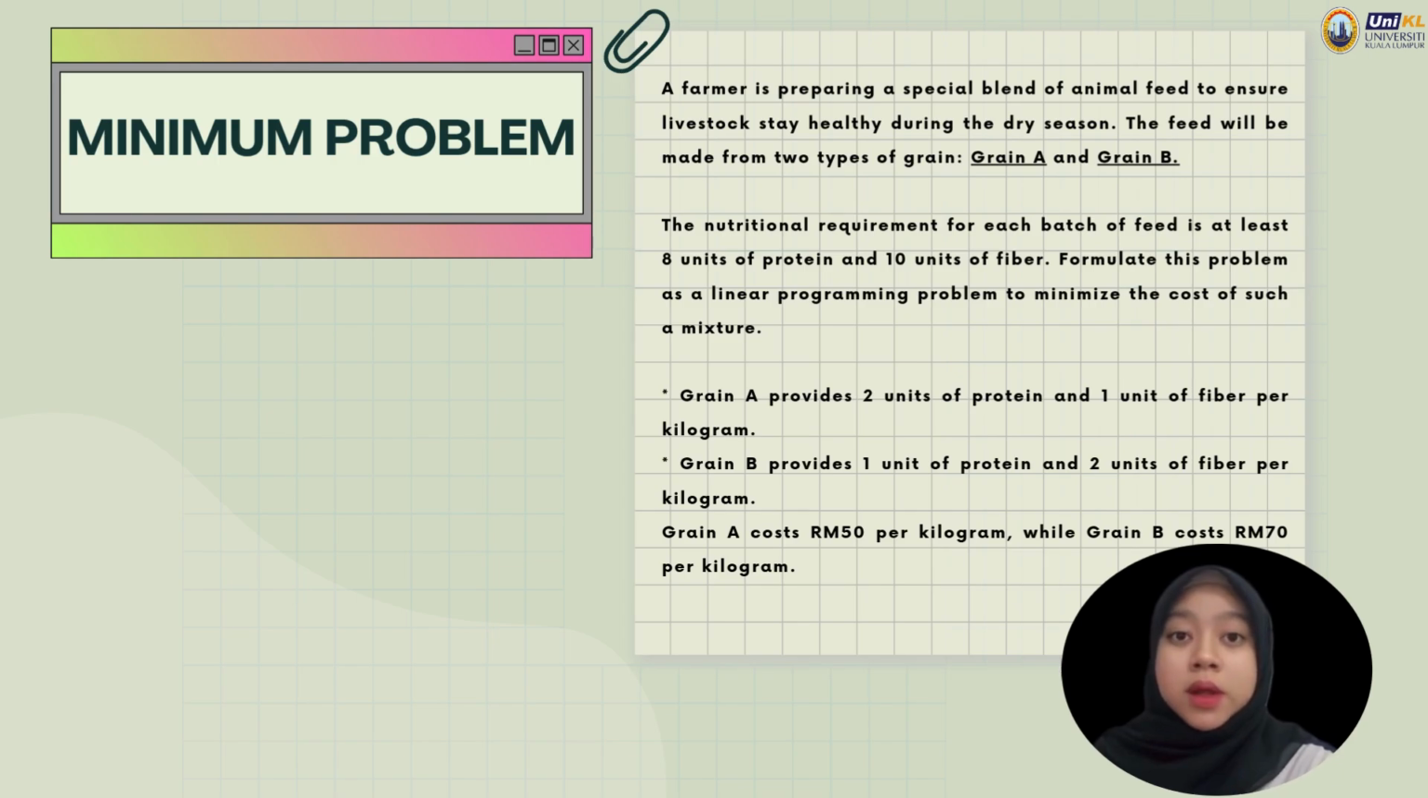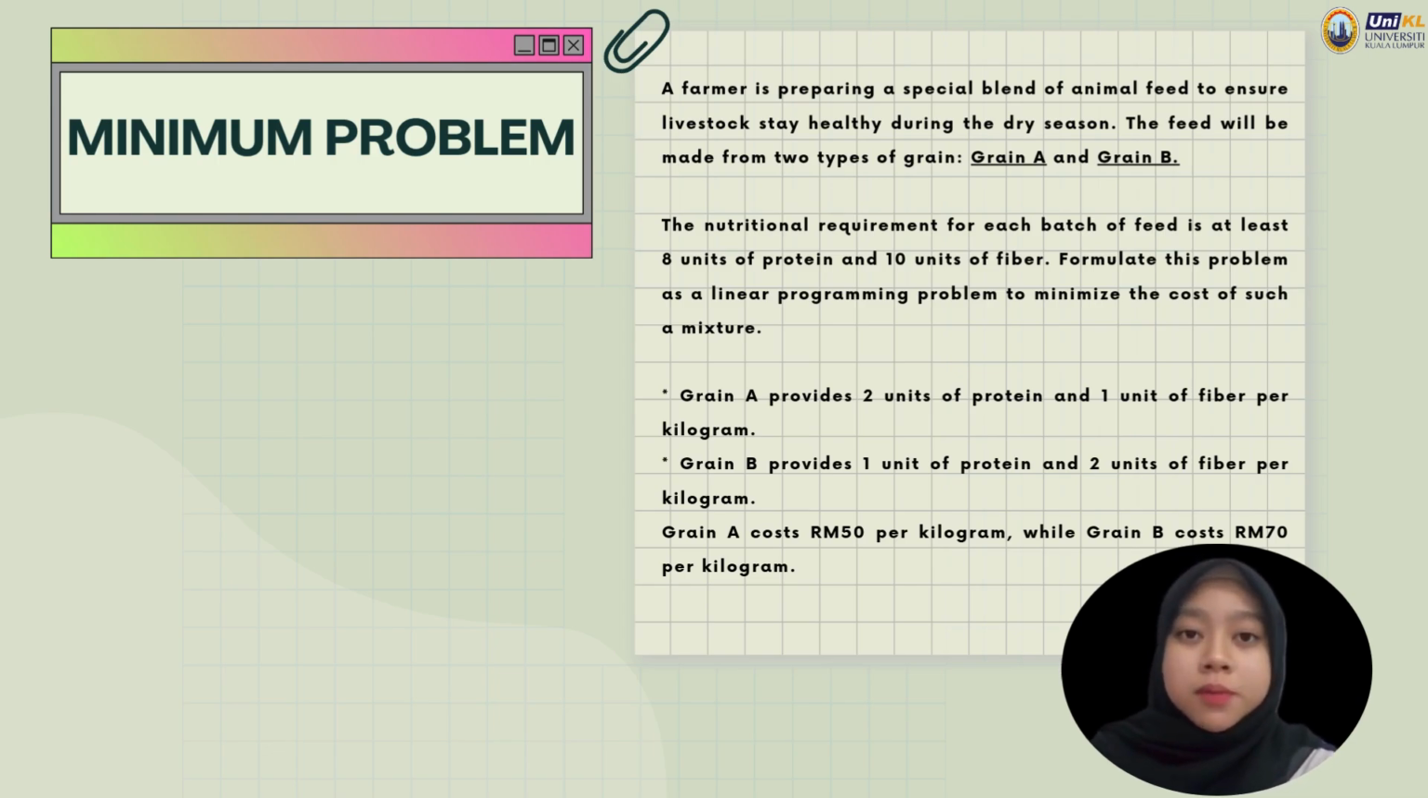So it sounds simple, right? But here's the catch. The cost of grain A is 50 ringgit per kilogram and grain B costs 70 ringgit per kilogram. So the farmer wants to meet the nutrient requirement at the lowest possible cost. That's the challenge, and we can look at the table form too. It helps to visualize. So in short, our goal is to figure out how many kilograms of grain A and grain B we should mix together to meet the nutrient requirement while spending the least amount of money.